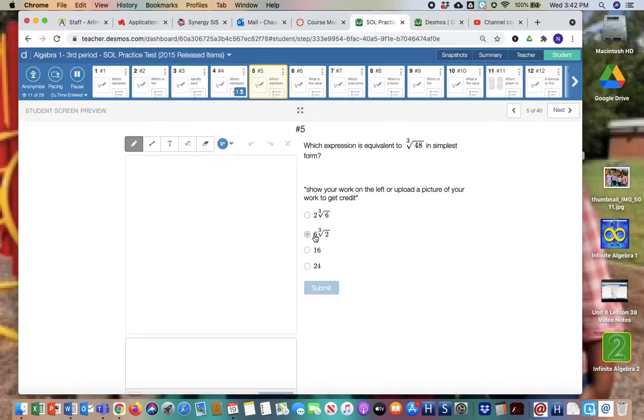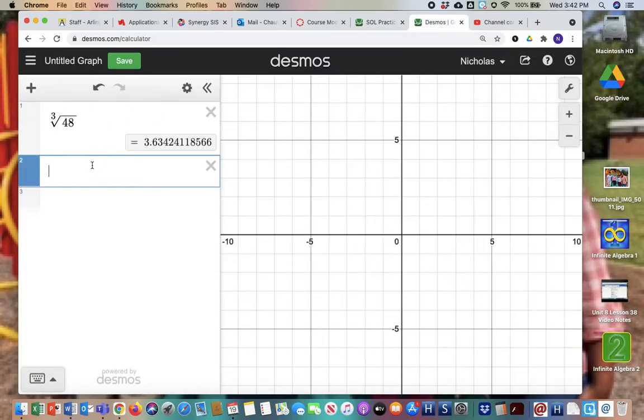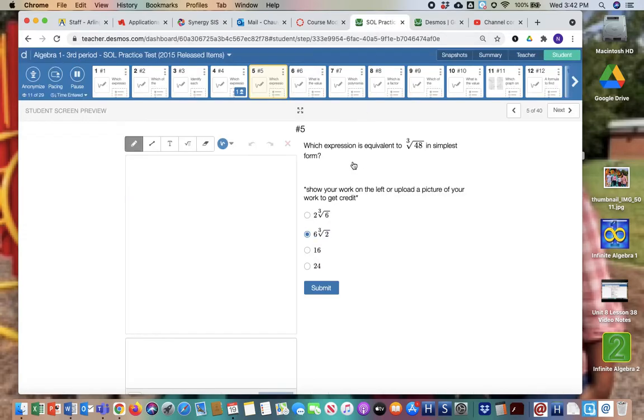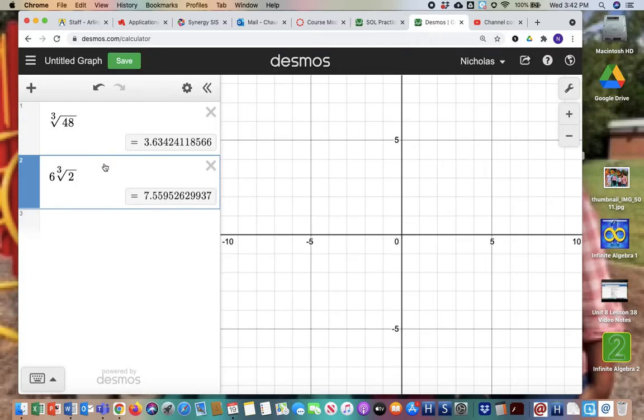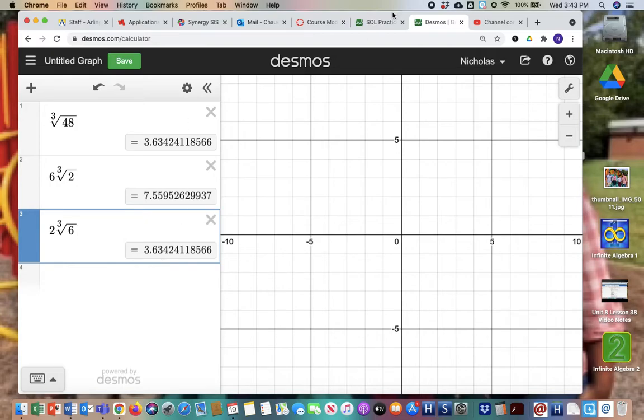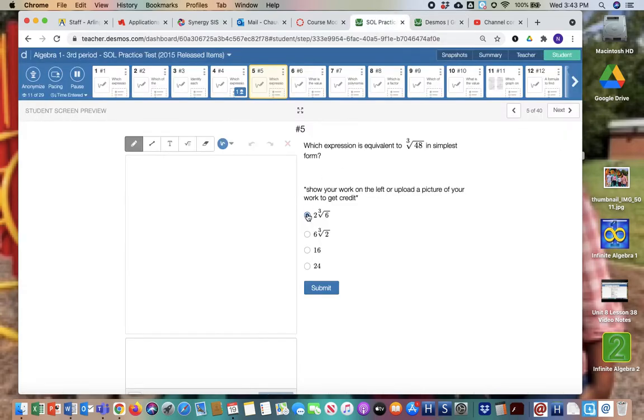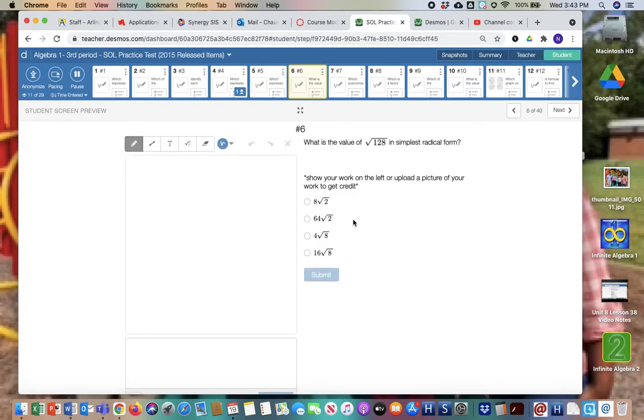So let's try them. All right, when I do the 6 cube root of 2, I end up with 7.559, which is not the same. So let's do 2 cube root of 6. When we do that, it's the same decimal. So therefore, it has to be this. Okay? So again, we're just showing that because we never actually broke down with cube roots. Okay? All right, so what about here?